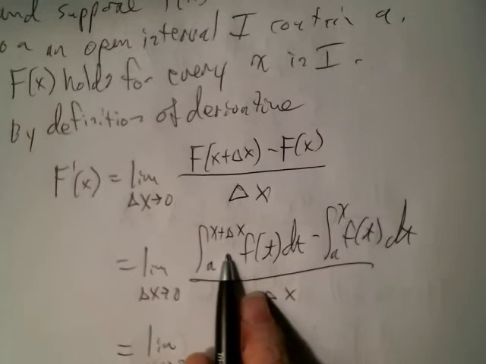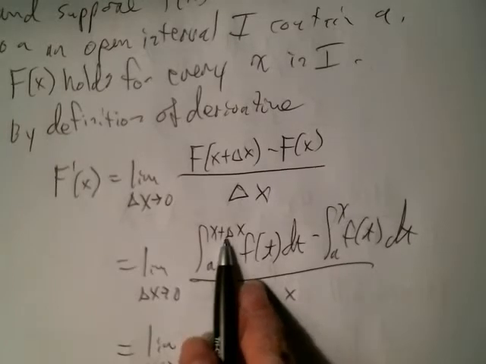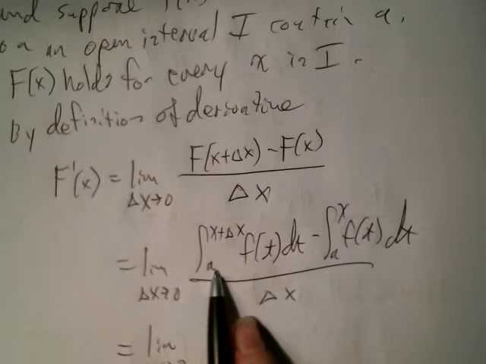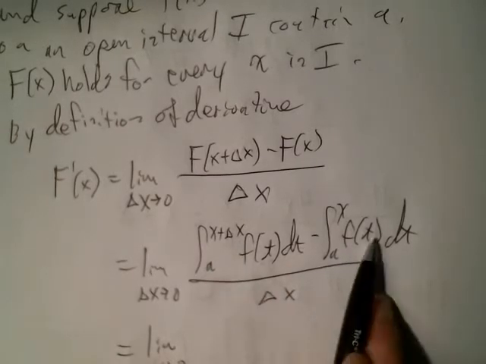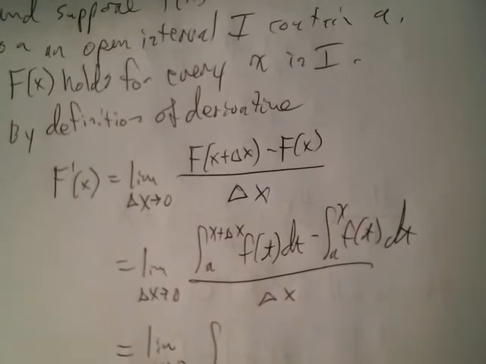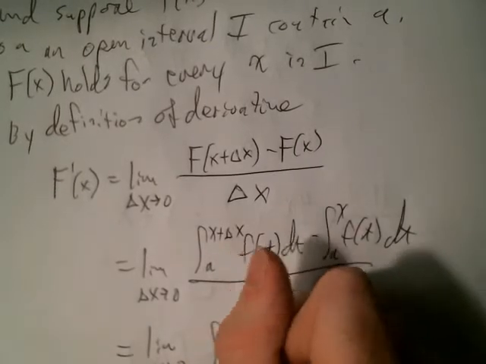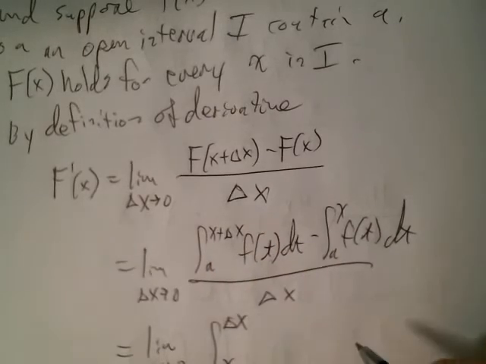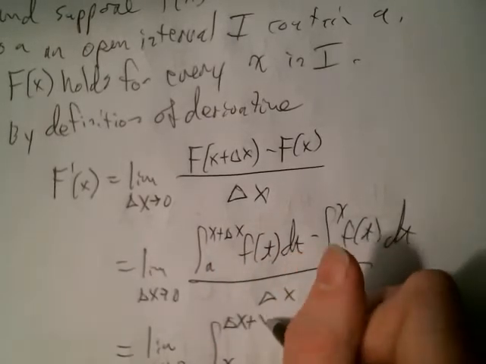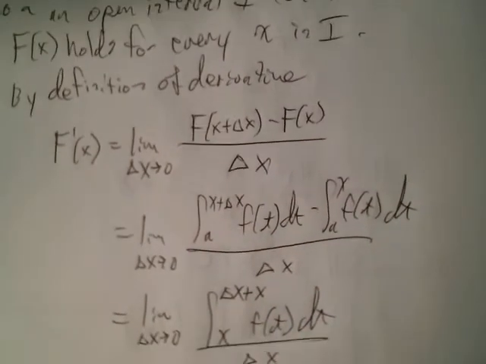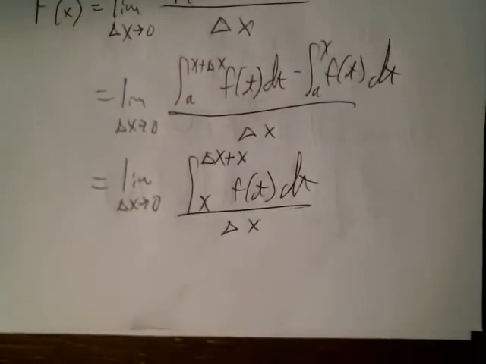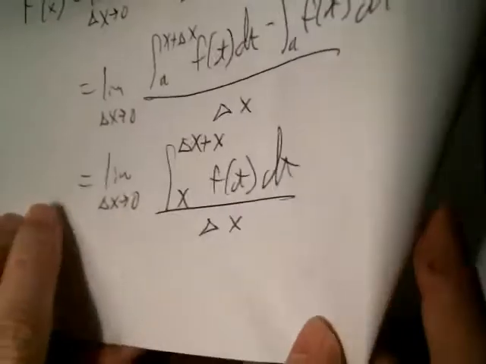Then the integral from a to x plus change in x is really the integral from a to x, and then the integral from x to x plus change in x. So this difference becomes the integral from x to x plus change in x of f of t dt all over change in x. And then we can probably use the mean value theorem for integrals from here.